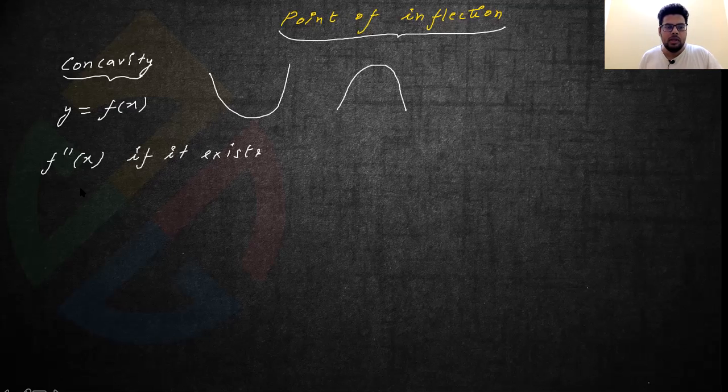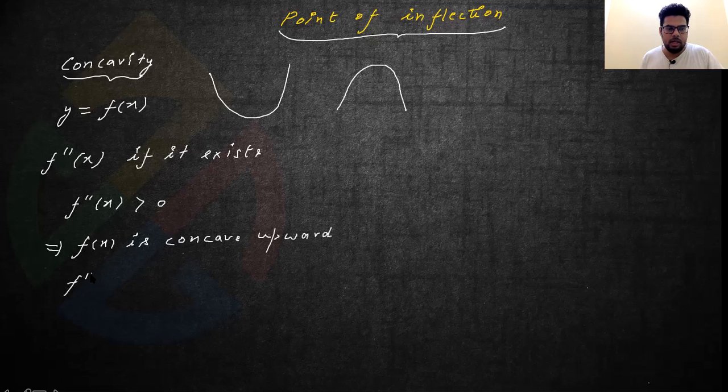Now, if we have the double derivative, so if the double derivative is positive, then we say that f(x) is concave upwards. And if the double derivative is negative, then f(x) is concave downwards. And it is very easy to remember this. I'll give you an example. With the help of that example, you will be able to remember.